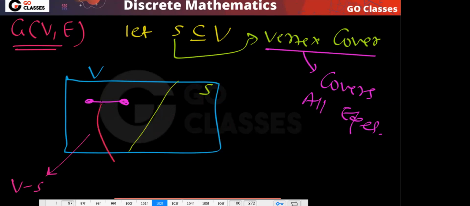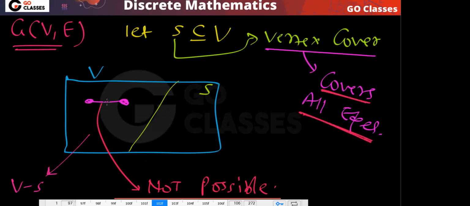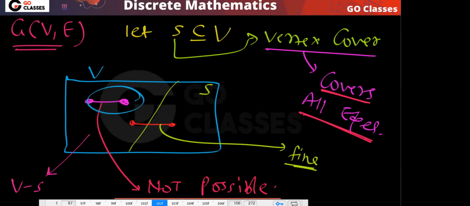But this edge is not covered, so this is not possible. I can say there is no edge in this area, because the vertex cover should cover all the edges. But this is fine, right? One vertex here, one vertex here, there is no problem. But you cannot have this edge, because this edge is not covered by the vertex cover. So this edge is not possible.